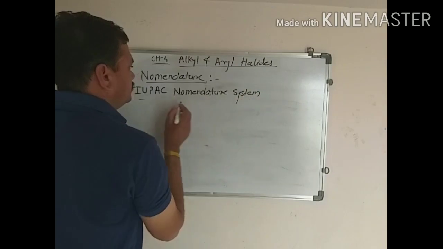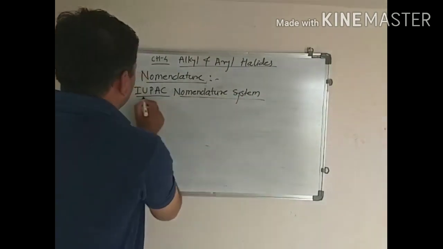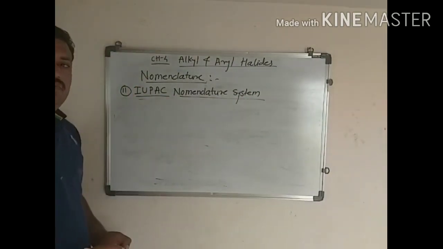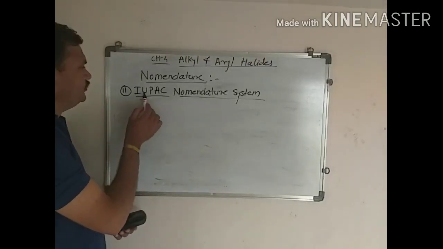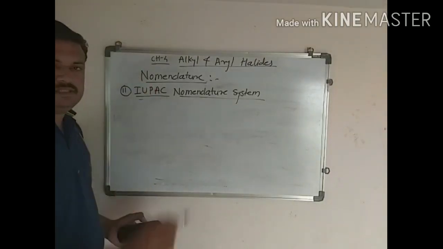IUPAC nomenclature system. The full form of IUPAC is International Union of Pure and Applied Chemistry.